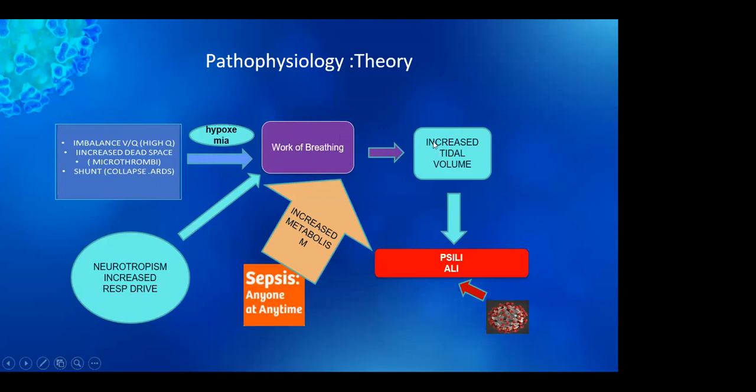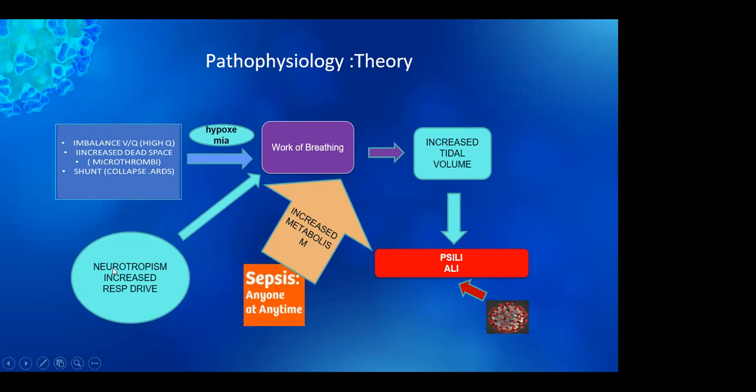Once work of breathing is increased, he wants to take deep breaths and increase his tidal volume himself. So every increased tidal volume will cause some damage to the lung. Because as we see, once the patient is intubated, if we give high tidal volume continuously, it can cause damage to the lung. Similarly, now the same mechanism, the patient is applying himself on his lungs. So what will happen with increased tidal volume? It will cause lung injury, but it will be called patient self-induced lung injury.